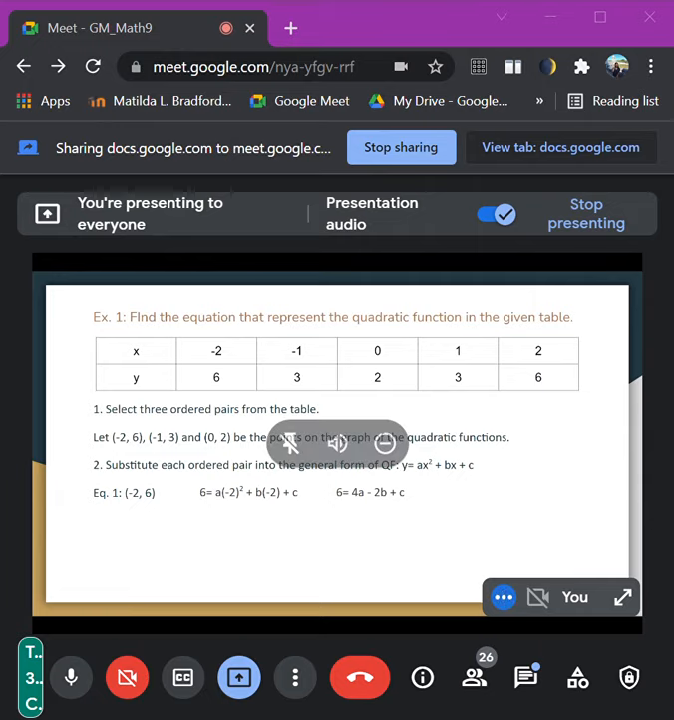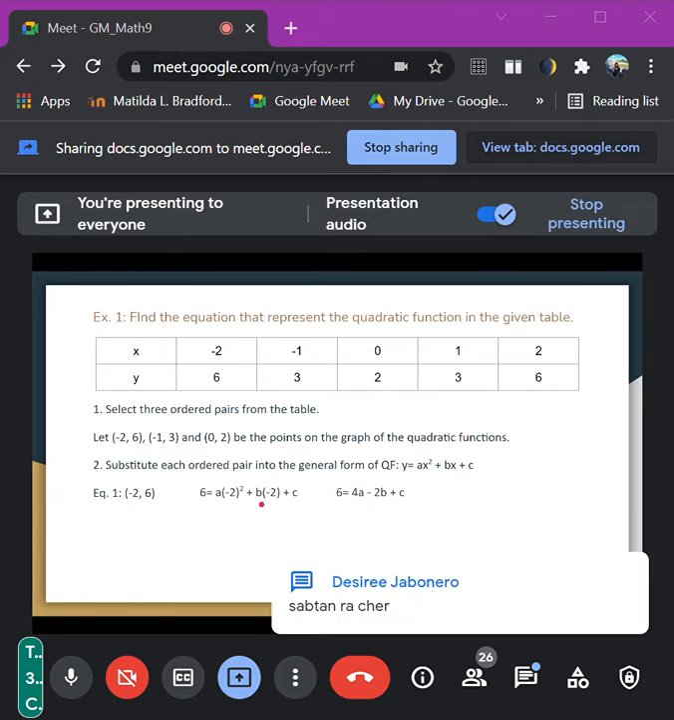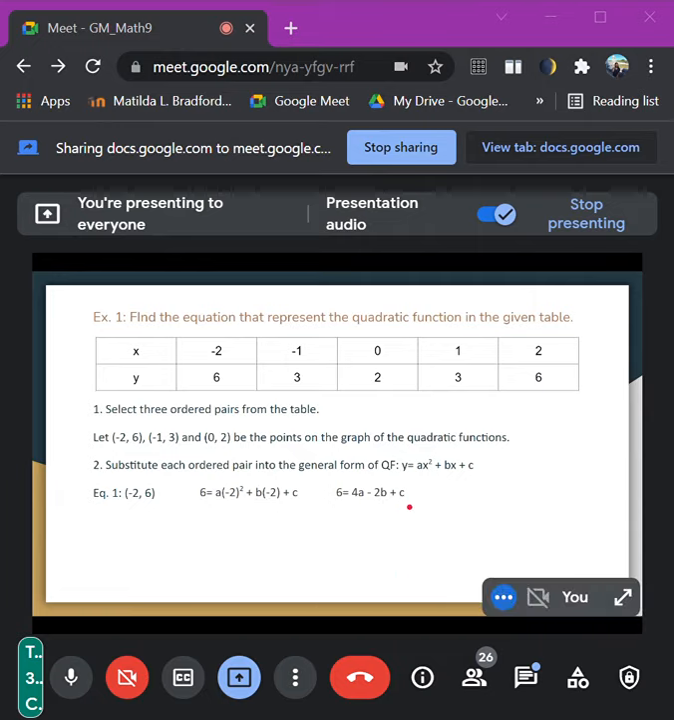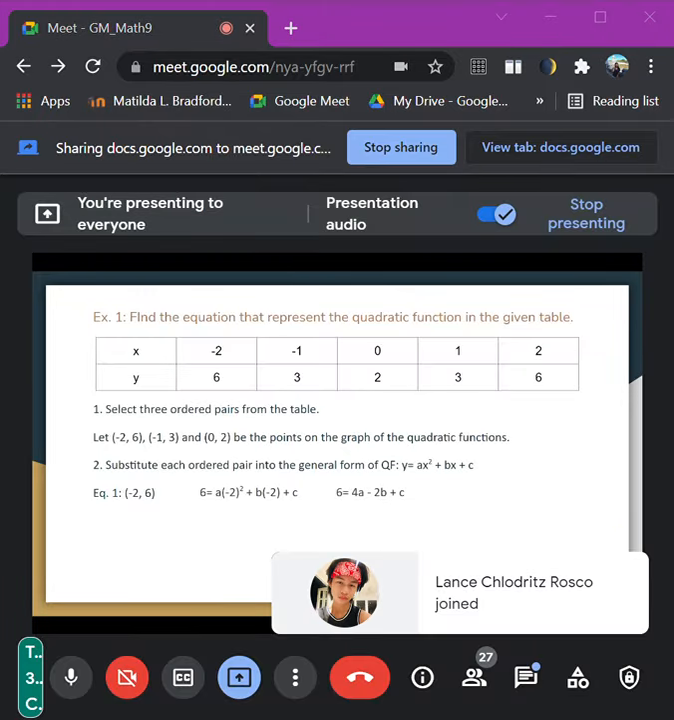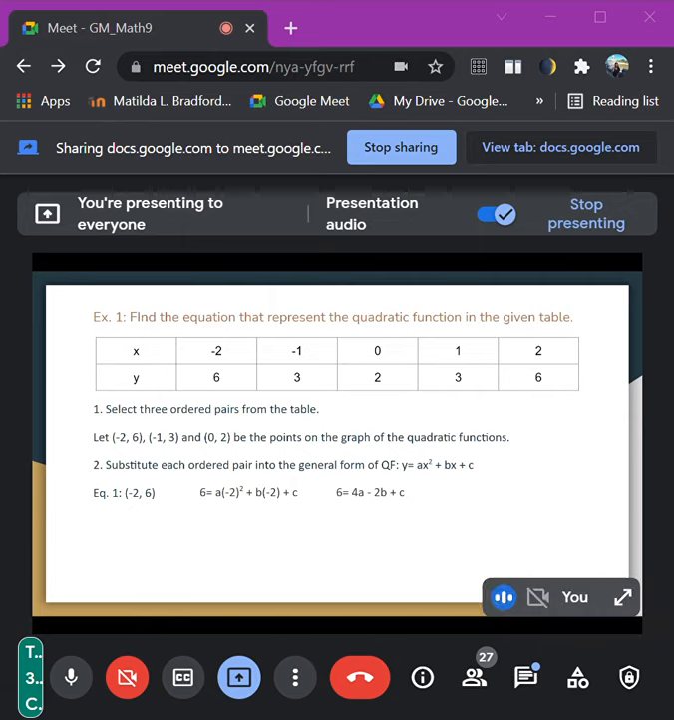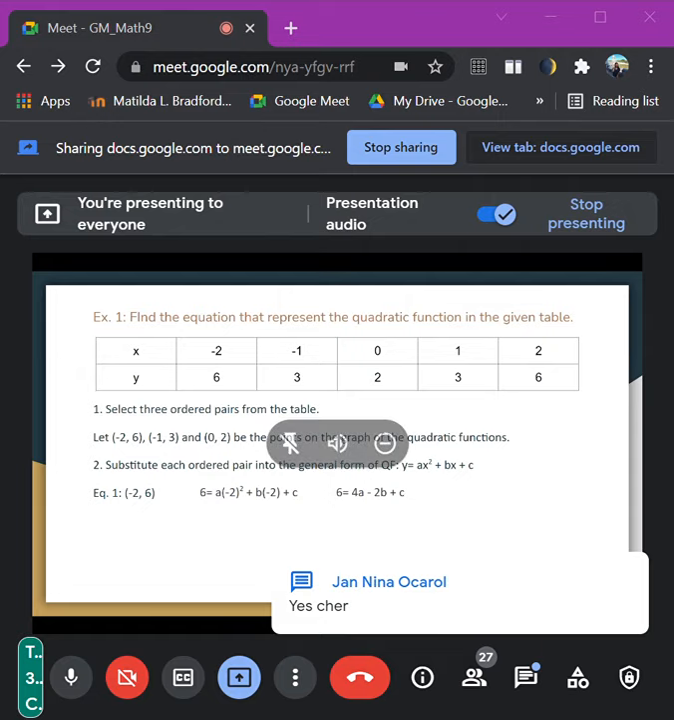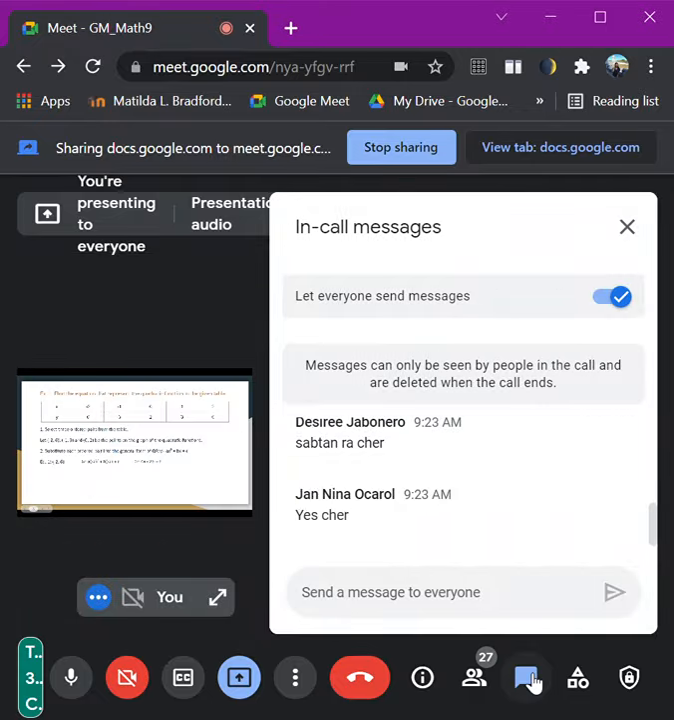And then we simplify. This one is 6, and then negative 2 squared is 4. And then you have a, so 4a, and then minus negative 2 times b, that is negative 2b, and then plus c. Okay? Understood? That is how we got it, class: we just substituted the given ordered pair. Okay, very good. Ask questions if you are still confused.